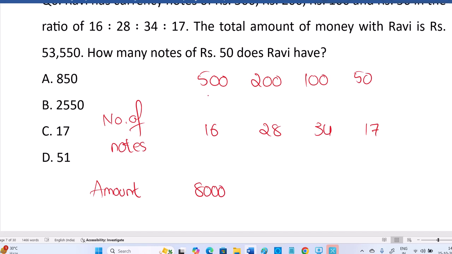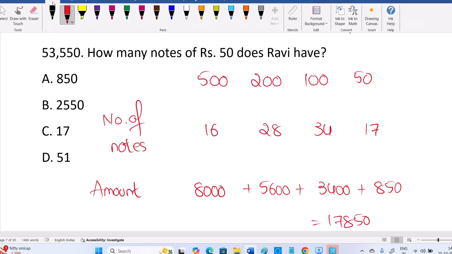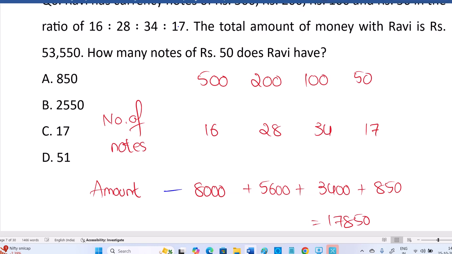200 rupee notes, 28 means how much amount? 5,600. 100 rupee notes, 34 means 3,400. This is 850. Adding all, 17,850 rupees. But in the question, how many notes? Sir, what is the money? This is the money. This is regarding the amount. But in the question they gave 53,550.